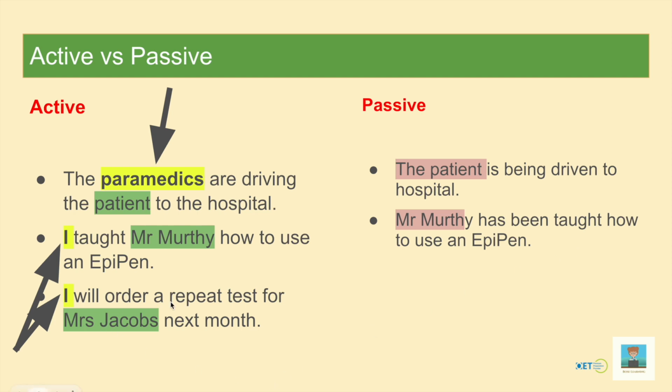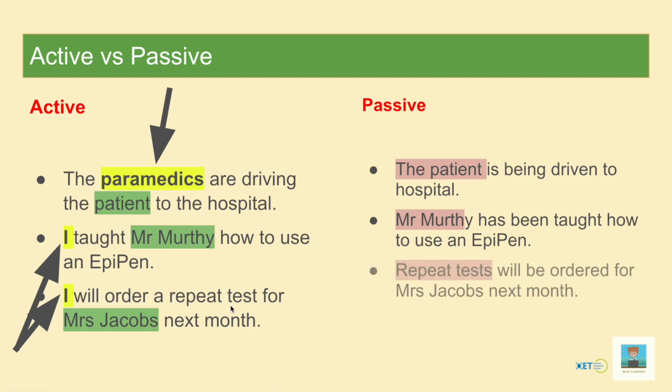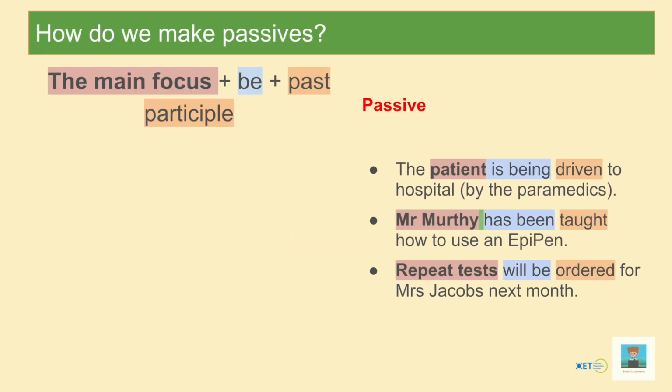And instead of saying I will order a repeat test, repeat tests or a repeat test will be ordered for Mrs. Jacobs next month. So can you see how we've changed the focus to a new focus here? The patient, and in this case, the tests that are going to be ordered. So, active for everyday spoken English, but if we want to focus on something particular, the object, then we can use the passive voice.